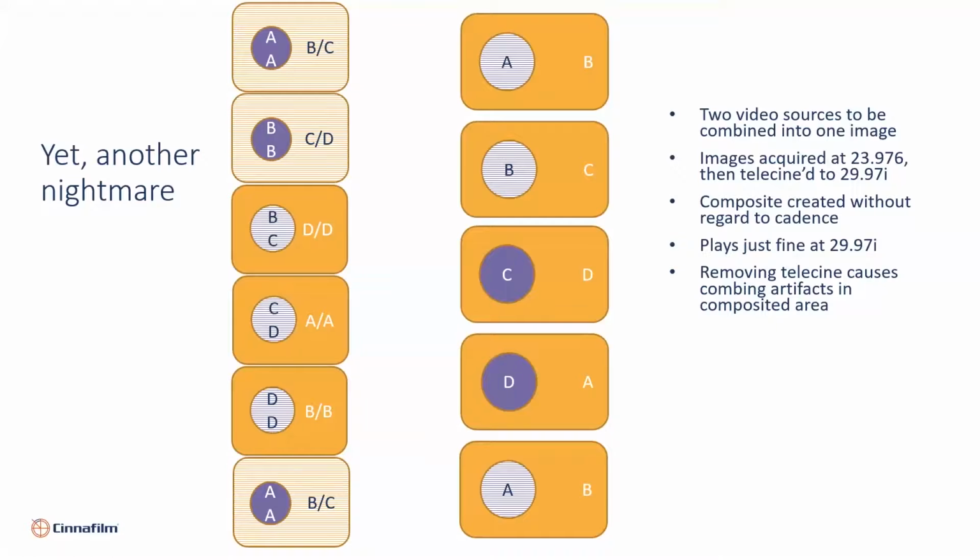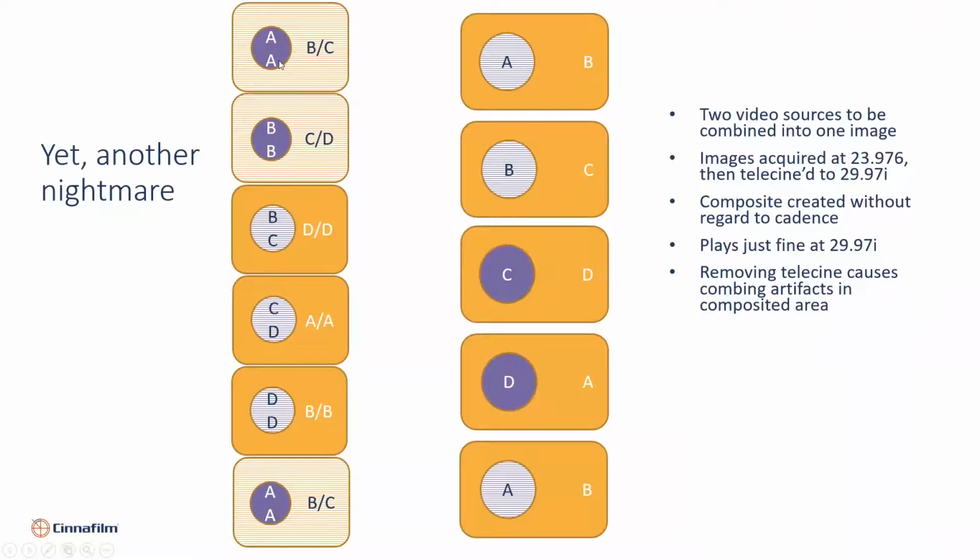And I have this title here. The title of the slide is Yet Another Nightmare. And that's when they do composites with the telecine originated material. So I have a series of frames here, and the mat, I'll call it, is set at BC up here, and the composite is on AA on the pattern. The next frame, it's on CD, so it's following the right pattern: BC, CD, DD, AA, BB, BC. That's great. And the composite is also following the pattern AA, BB, BC, CD, DD, AA.